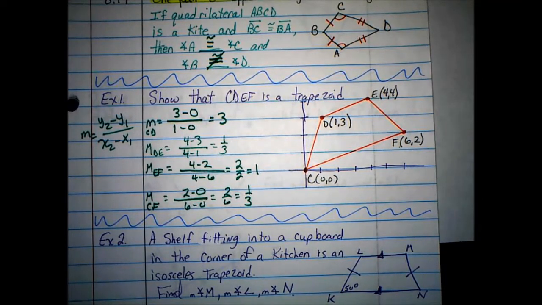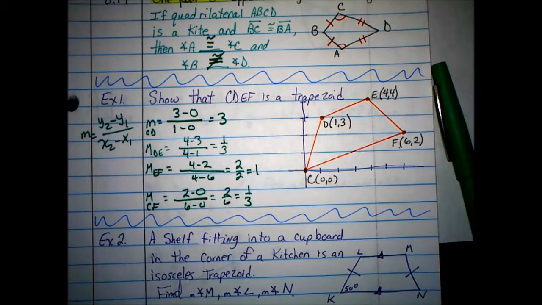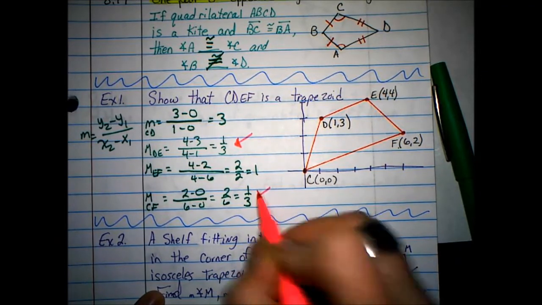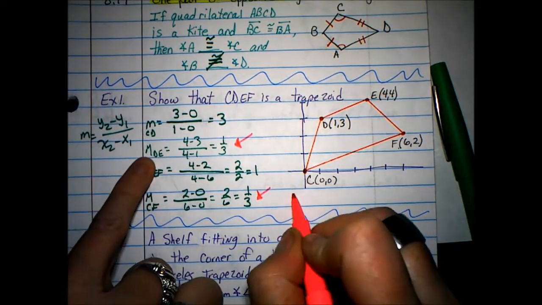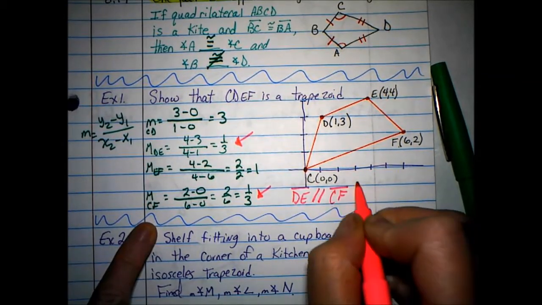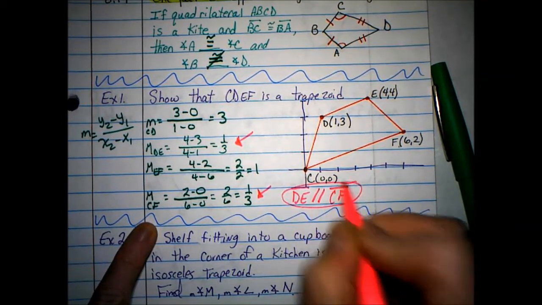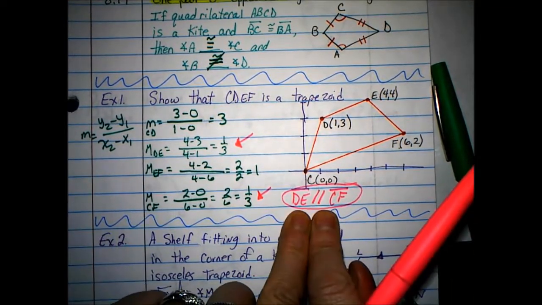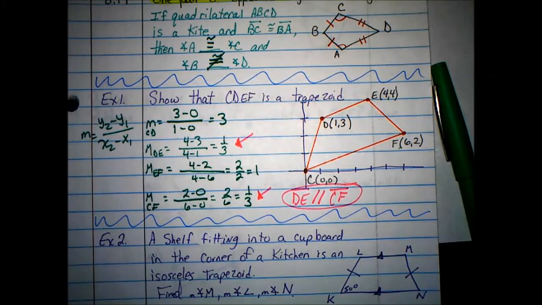Now if I look at all my slopes, I'm looking for anything that's parallel. Well, if I look closely, I have 2 of them that are parallel. That means DE is parallel to CF, and that's the only set of lines that are parallel, and since I have only one set that are parallel, that makes this a trapezoid.